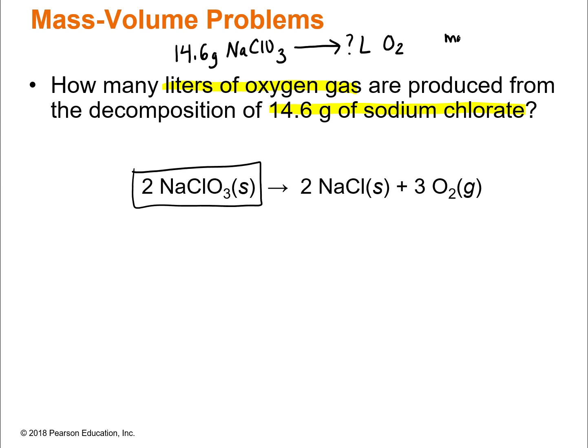This is a mass to volume problem, because we're starting with the number of grams of one substance, and we have to calculate the number of liters of a gas. I'll assign the A and the B. Now you can feel free to work ahead of me here, or you can just kick back and watch me work it out.